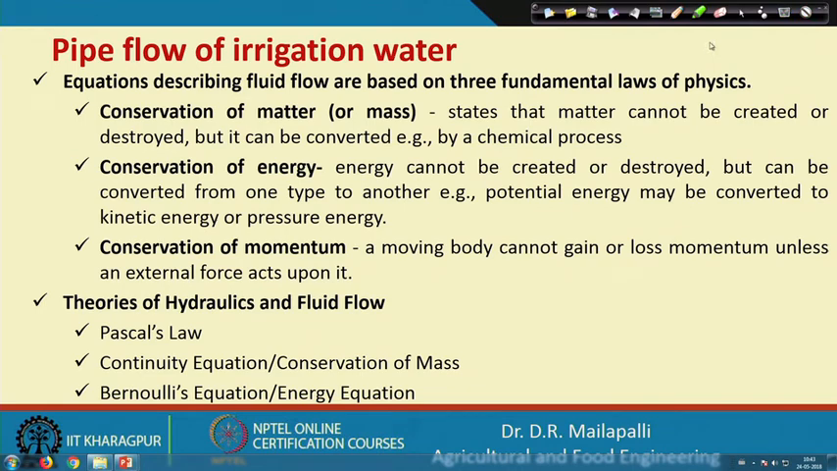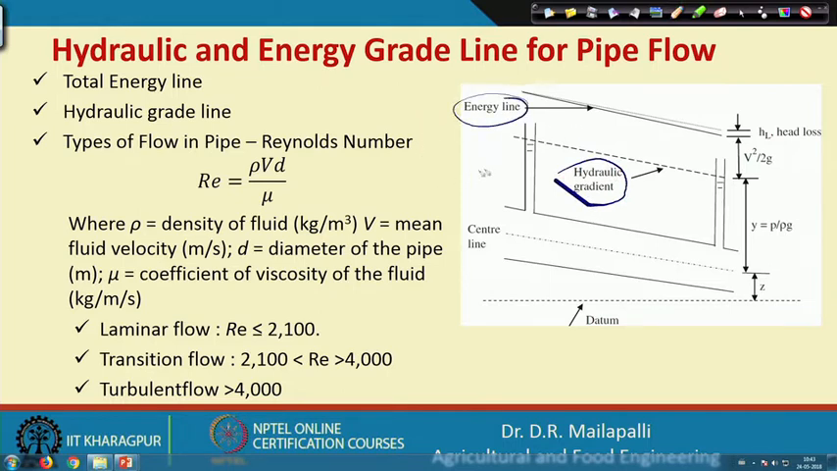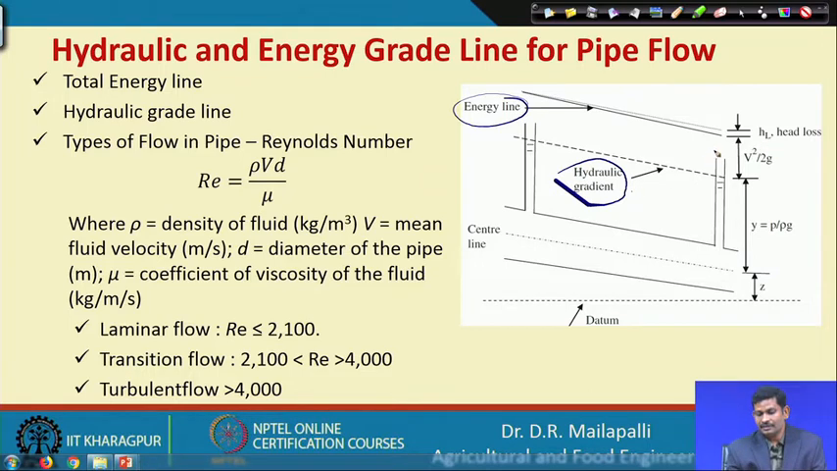The next is hydraulic and energy grade lines for pipe flow. When the water is fully flowing in pipes, there are 2 lines basically: one is the hydraulic gradient line, the other one is the energy line. When there is smooth or laminar flow and no friction loss, the hydraulic gradient line may be equal to the energy gradient line.